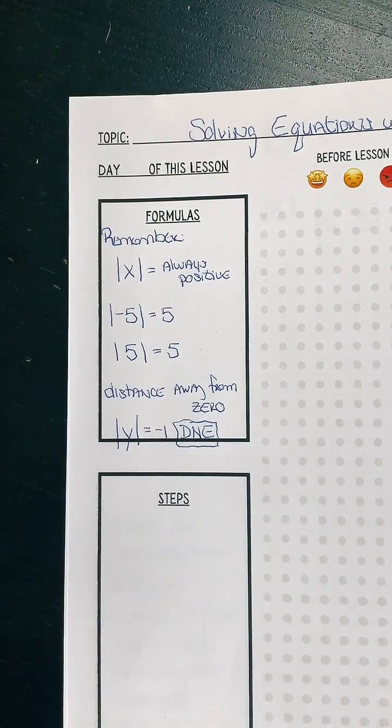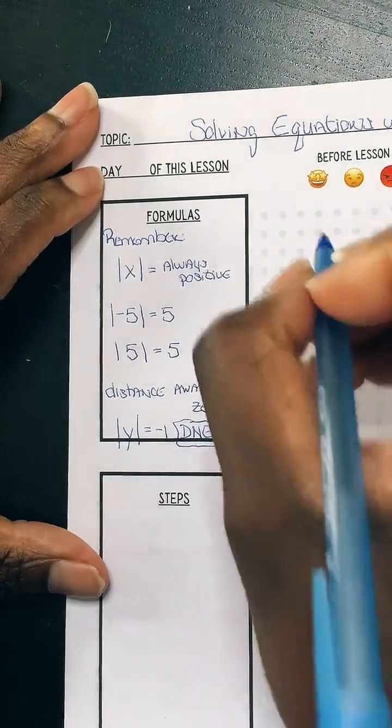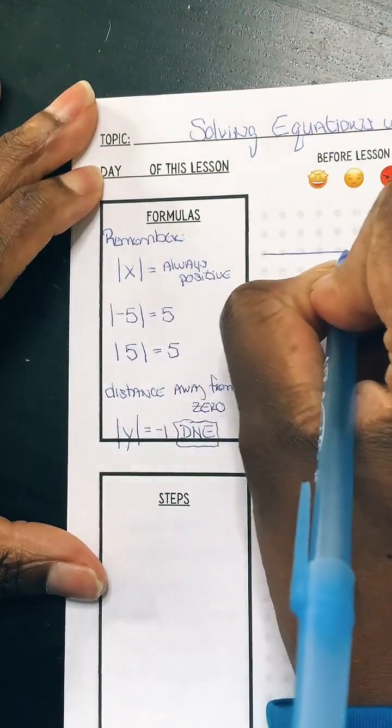So absolute values are always positive, okay? So what an absolute value actually is, if I look at a number line, I'm just gonna do a little sketching.